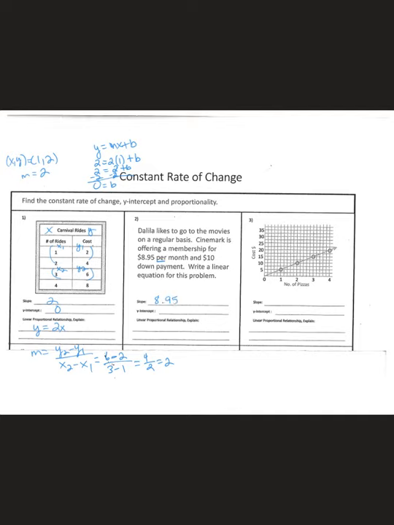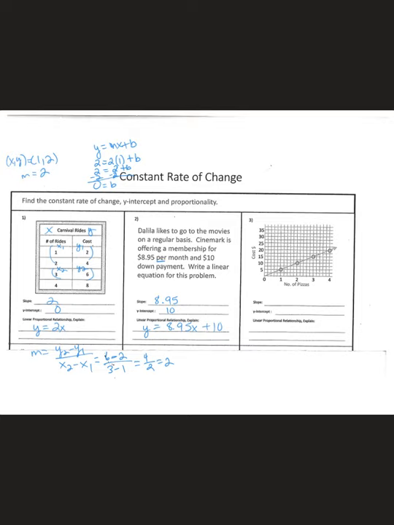And your y-intercept is always, when you're dealing with words, a flat rate or the initial cost, something that you're going to be charged outright, and that is a $10 down payment. That's your y-intercept. So this linear equation is y equals 8.95x plus 10.